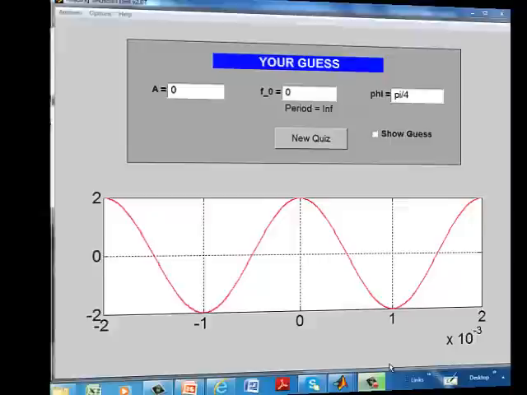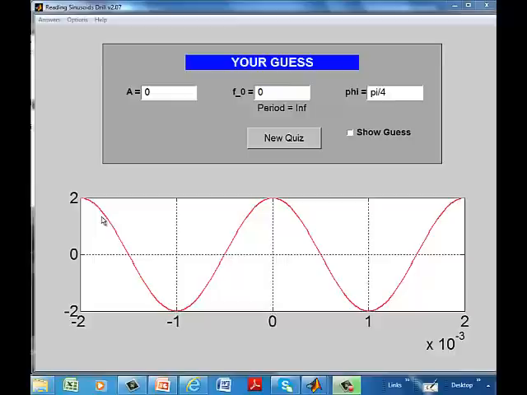So let's try another example here. You can pause this video and see if you can identify the amplitude, frequency, and phase. And in a minute, I'll tell you what the answer is.